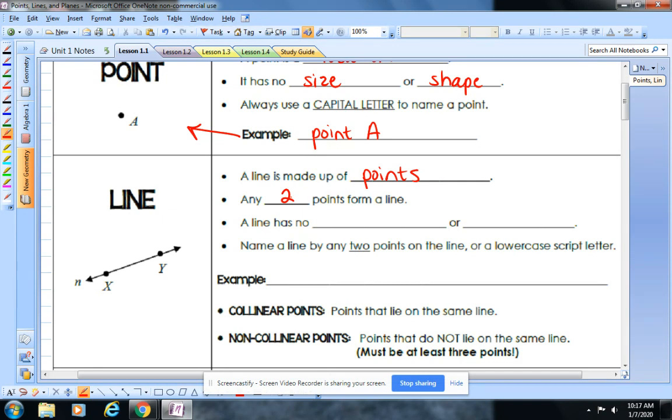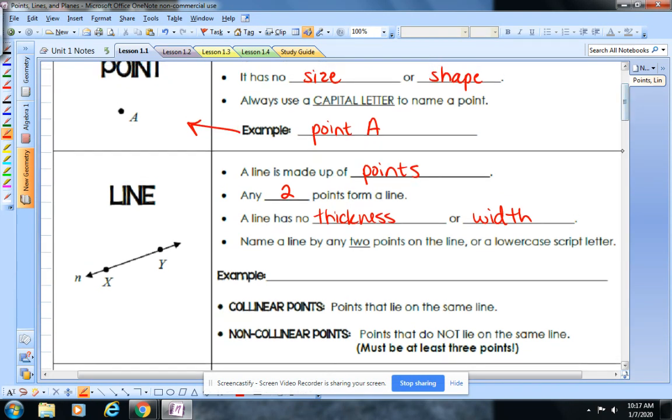A line has no thickness or width. So it doesn't matter if your line is too thick or too thin. Okay? It's just a line. You don't measure that. And this example they gave me over here, what 2 points are on the line? X and Y. Now, there's 3 letters we see for that line, right?